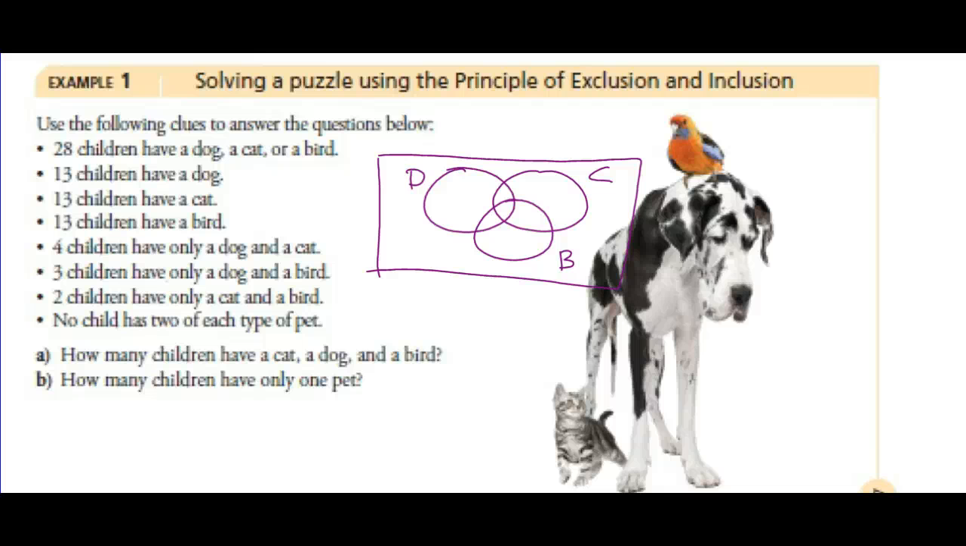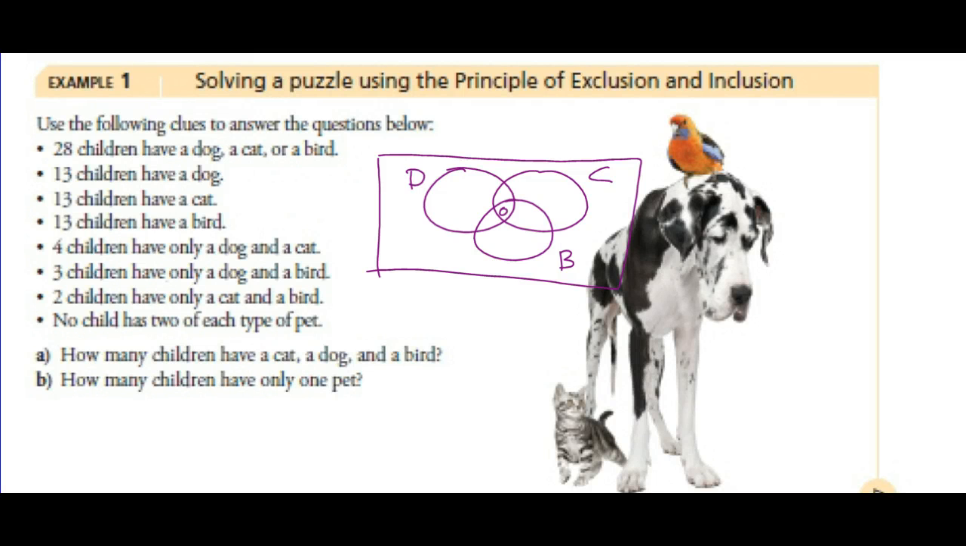Is there anything where it's got all three? No. It says four children only have a dog and a cat, three children only have a dog and a bird, and no child has two of each type of pet. Does anybody have all three? Only a dog and a cat, only a dog and a bird. So nobody has all three. So we put a 0 in here.